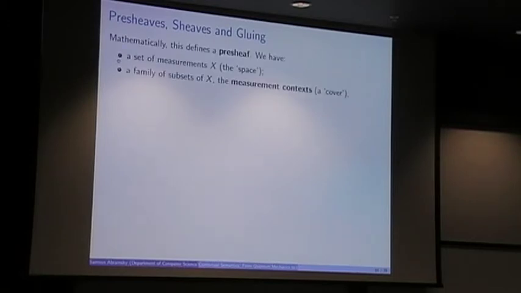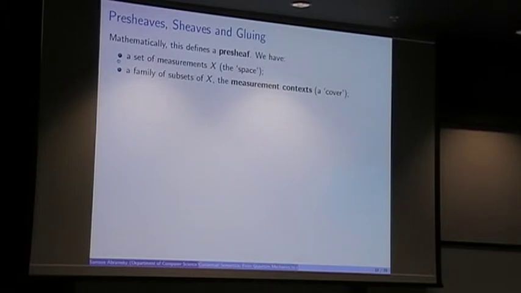So, what we see immediately from this is that we're dealing with a pre-sheaf, right? So what do we have? We have a set of measurements. Now, of course, as it stands, this is discrete, but although it's discrete, that doesn't mean it's trivial. We've already seen enough to show that it's by no means trivial.